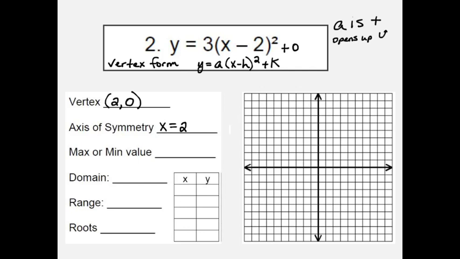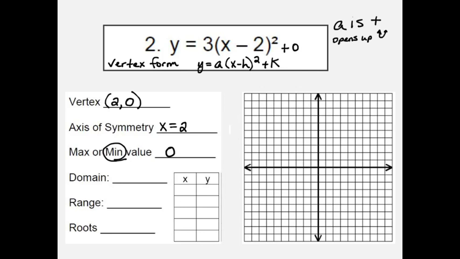So this quick sketch is that it will look like this. And so we have a minimum point. Our vertex is a minimum. So we have a minimum value, and the y value of the vertex is 0. So the 0 is your minimum value.